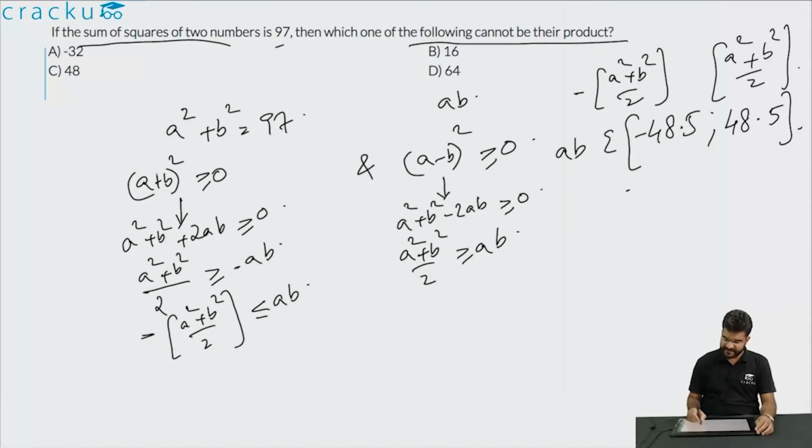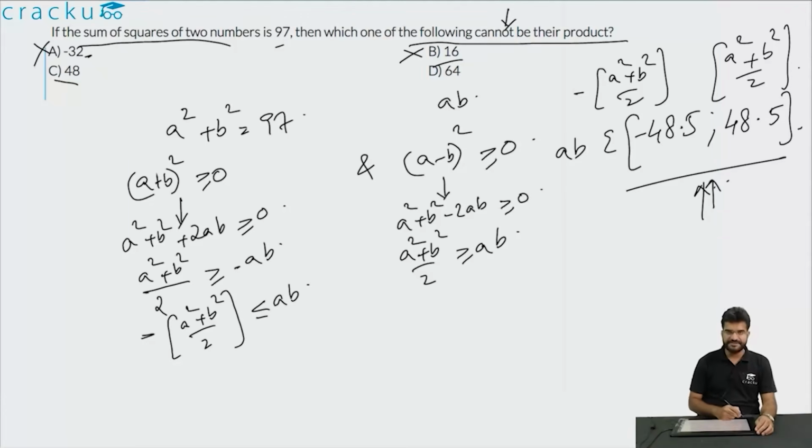So this is the interval in which AB will lie. If you look at minus 32, it will lie within the interval. So this is possible, so this can't be the option. We are looking for the option which is not fitting in this range. If you are looking at 16, even 16 lies within this interval. So even option B is incorrect.